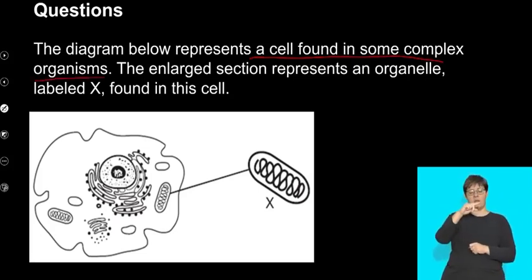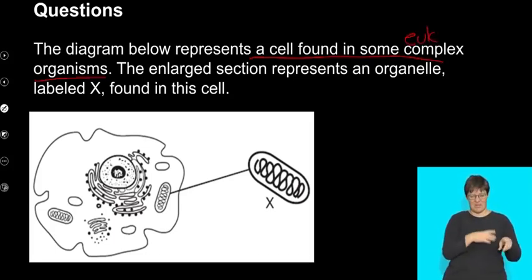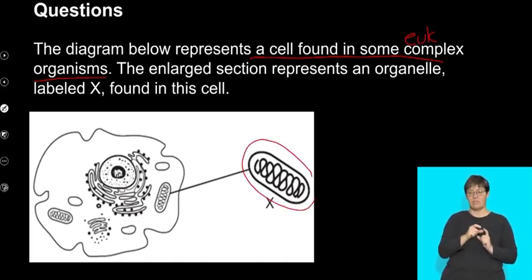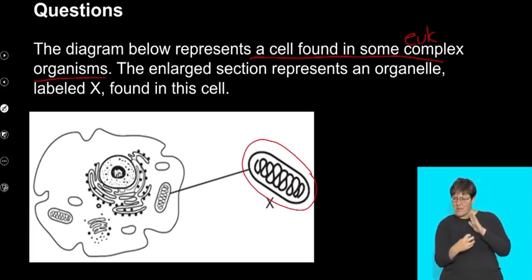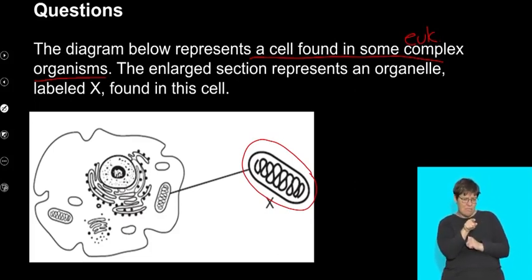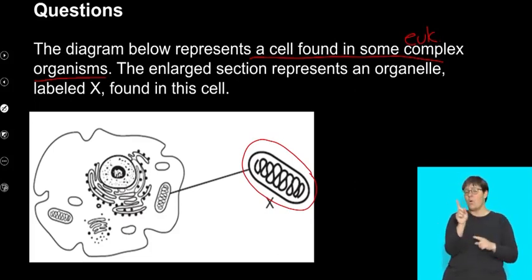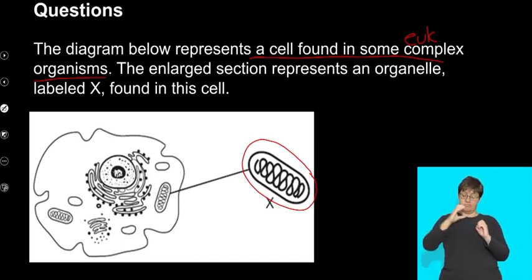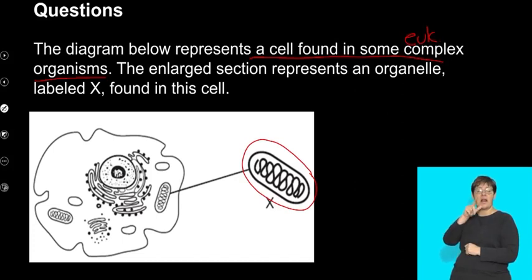Now, as soon as we see the word complex, we know that it is a eukaryote. The enlarged section represents an organelle. Now, guys, this is one of the trickiest things you need to do. Very often you're given a diagram and you need to be able to see how the organelle is represented. It says the enlarged section represents an organelle labeled X.